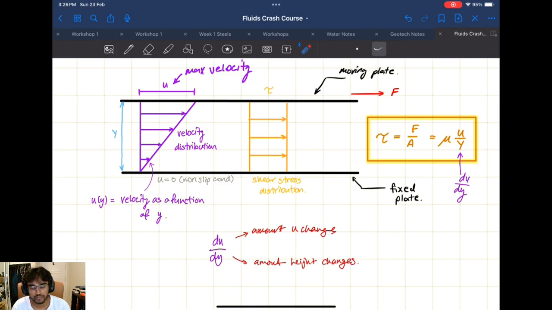Sometimes when you think about height, it might get a bit confusing in later scenarios, so just think about it as the gap between the plates. That's pretty much what dy is. Don't worry about it, it's just the gap between the plates.